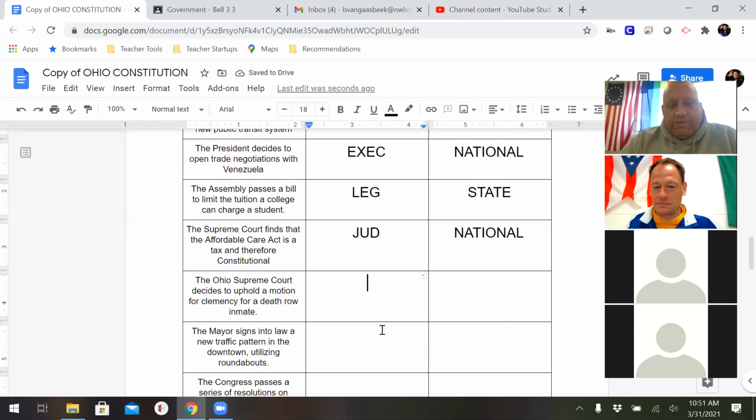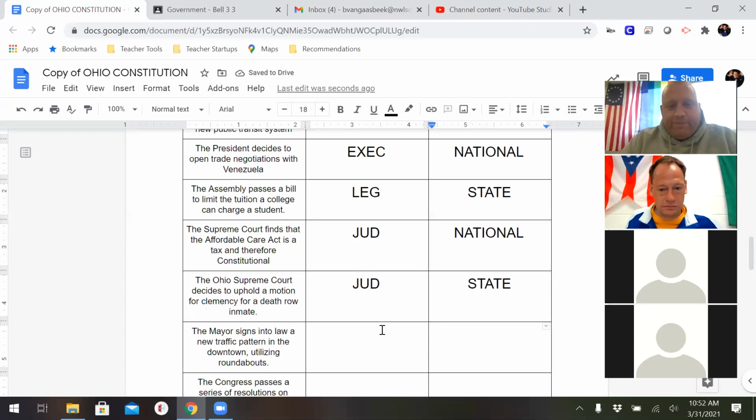The Ohio Supreme Court decides to uphold a motion for clemency, which is a delay of a death row inmate. So they're not forgiving them, but they are either granting them no death penalty or at least a stay of execution, so to speak. That's what clemency means. Okay. The Ohio Supreme Court, what branch? Judicial. It's judicial. And since it's Ohio, it's a state.